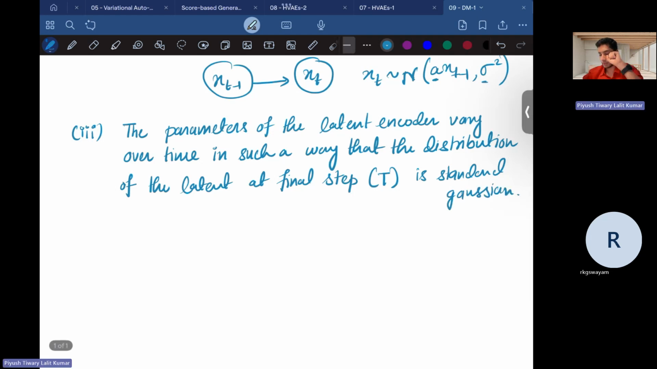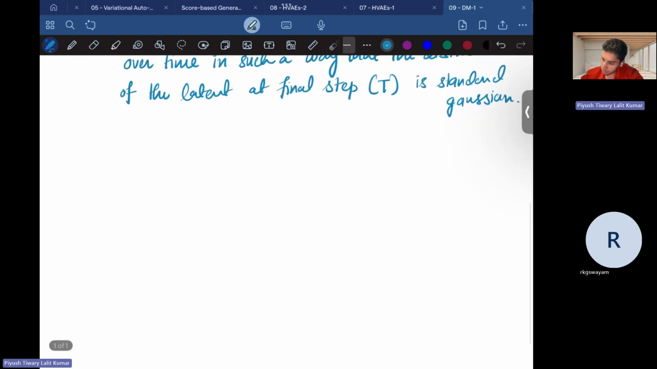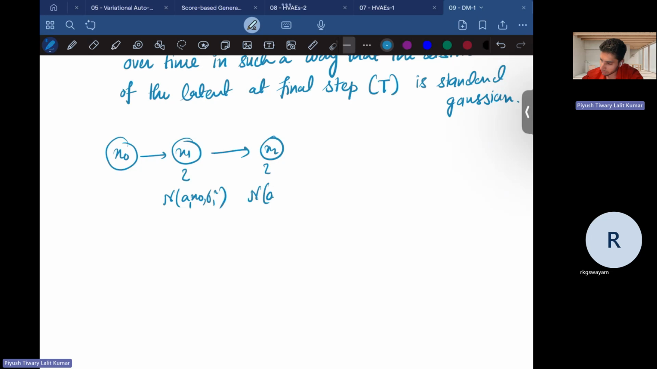So what do we mean by this thing? Think about it. You are starting from x naught, you are going to x1. Now x1 is going to be sampled from some Gaussian a1 x naught, comma sigma 1 square, something like this. From this you are going to go to some x2. X2 is going to be something like Gaussian a2 x1 comma sigma 2 square, something like this.